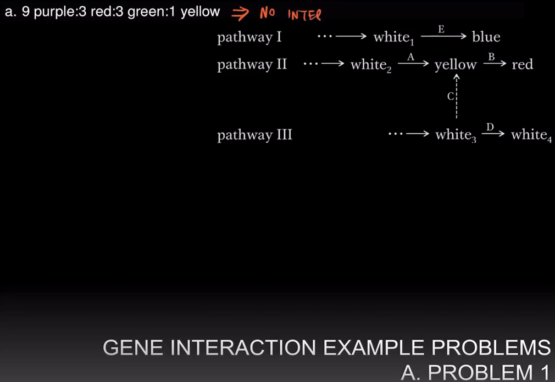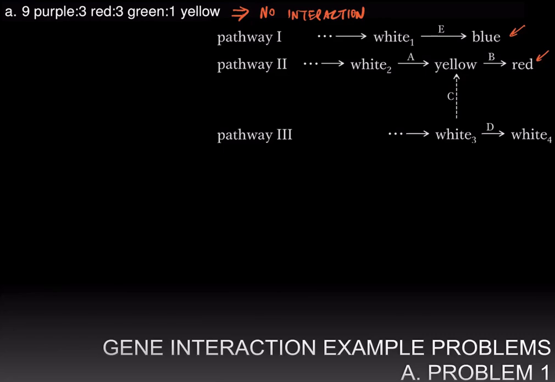or the two genes are acting in two separate pathways. Furthermore, we are getting purple, and that means the two pathways must be the first pathway, which converts white 1 intermediate into blue, and the second pathway that converts white 2 intermediate into yellow, and then from yellow to red.